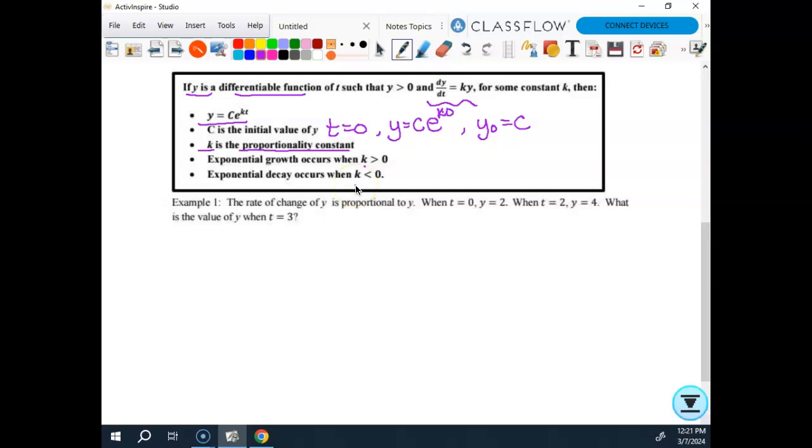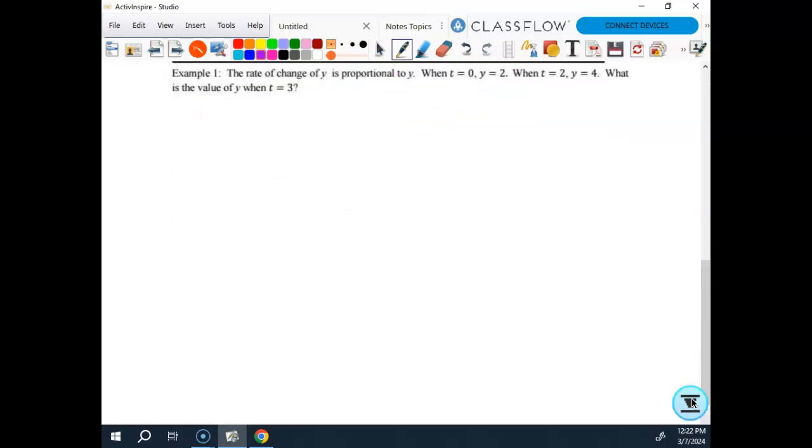Okay. Everybody okay with that? All right, so let's look at this. The rate of change of y is proportional to y, and we're using t. So that means that dy dt is equal to k times y. That's one thing that we know, right? If that is true, then I know that y is equal to c times e to the kt. These are two things that we know just from this first sentence right here.